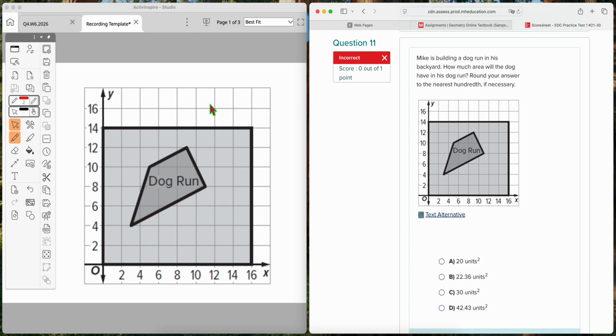Mike is building a dog run in his backyard. How much area will the dog have in his dog run? Round your answer to the nearest hundredth if necessary.